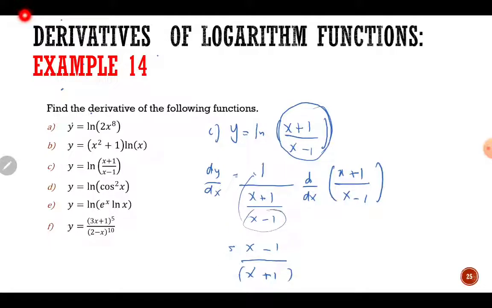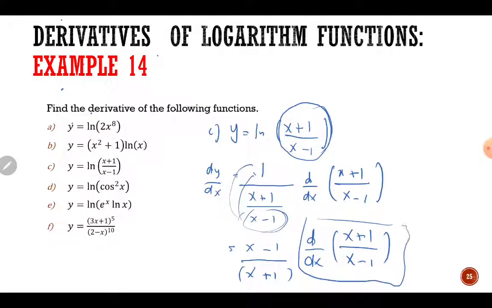Because we flip it up, I have discussed this before. Then d/dx of (x + 1) over (x - 1). I'm not finished yet. You have to find the derivative of this, where I assume you already know how to get it. That means you need v u prime minus u v prime over v squared.